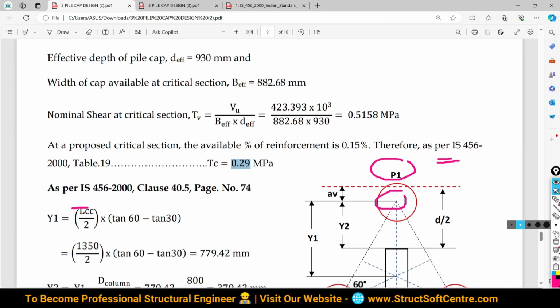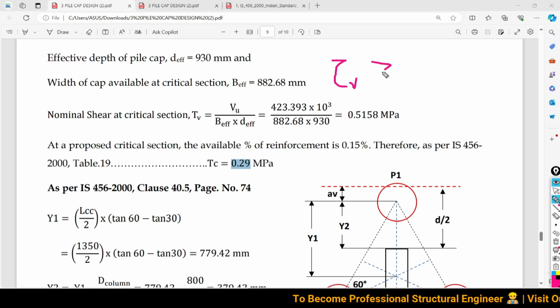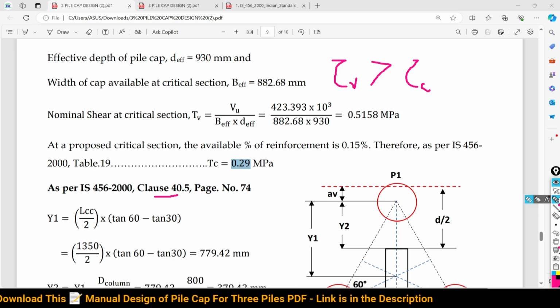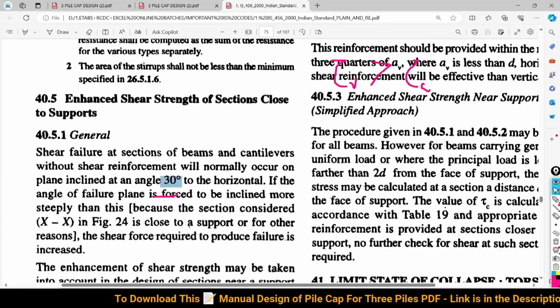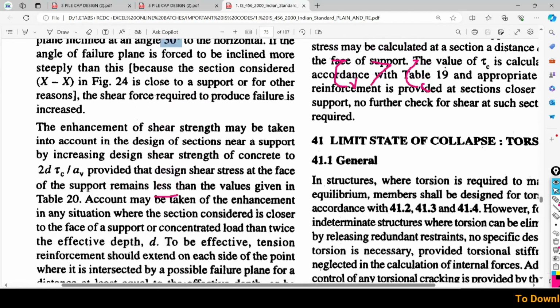Thereafter, if you check, our shear due to the action, meaning nominal shear, is more than your critical shear. So basically here the design is failing. Then again we are taking the help of IS 456 2000 clause number 40.5, page number 74. It suggests that we can increase the shear capacity of the section, as we discussed in clause 40.5 for one-way shear along the parallel direction. Enhanced shear strength of the section close to the support: we can increase the critical capacity of the section by multiplying it by 2D by AV.